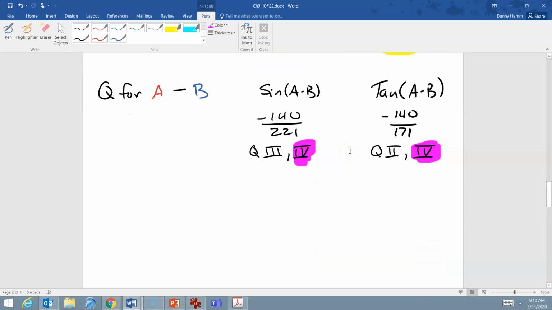We're going to go through that same process for A minus B. We're looking here, once again, I only care that it is negative. Where is sine negative? It is negative in quadrant 3 and 4. And tangent, where is it negative? It is negative in quadrant 2 and quadrant 4. And we can see that quadrant 4 is our solution.